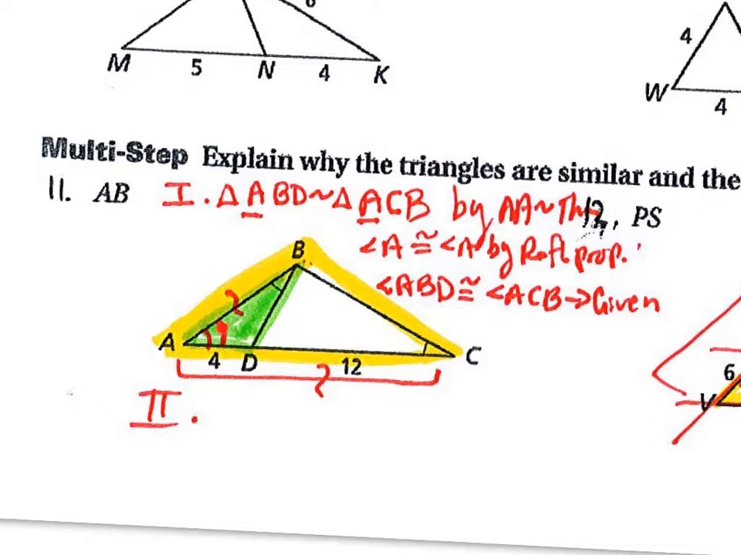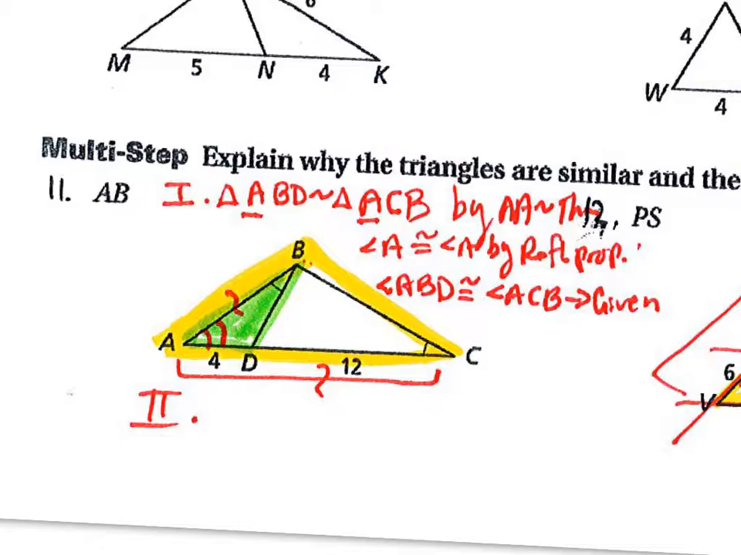So angle A is congruent to angle A by the reflexive property. Okay, so I have it here. Angle A is congruent to angle A by the reflexive property because it's congruent to itself. Now, angle ABD is congruent to angle ACB, and that was given. So because two pairs of angles are congruent, I can say that ABD is similar to ACB by the angle-angle theorem. Then you have to set up the equation, okay?